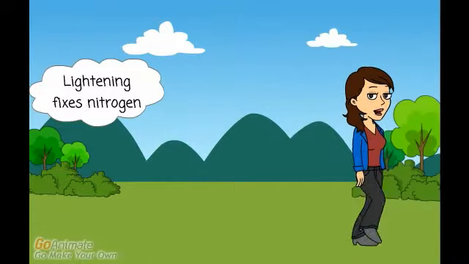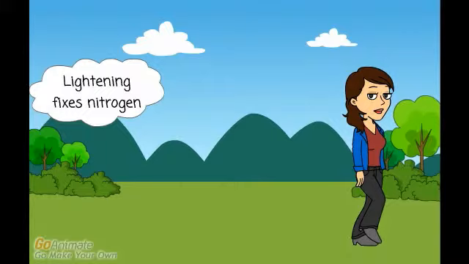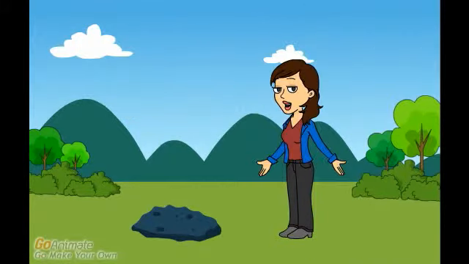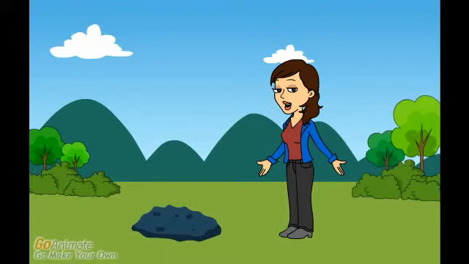Another way that nitrogen enters the soil is when lightning strikes, it will convert or fix atmospheric nitrogen into nitrates that plants are able to absorb. So now we know how nitrogen gets into the soil from the atmosphere, but how does it get back to the atmosphere to complete the cycle?